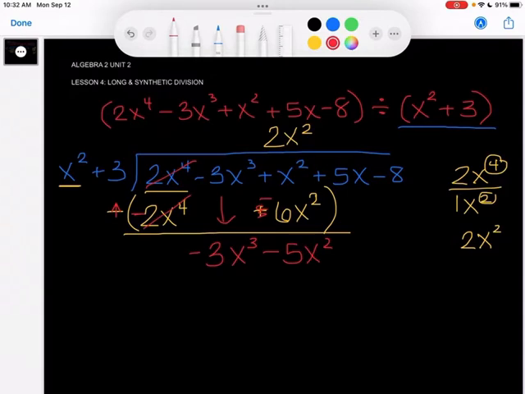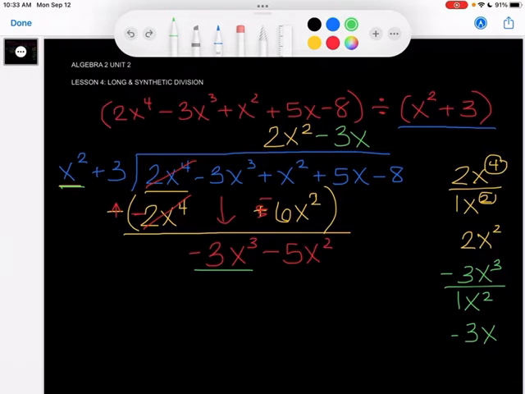So now I'm going to divide again. So I need to do this, negative 3x cubed divided by the x squared. Well, that's like a 1 there, so negative 3 divided by 1 is still negative 3, and x cubed divided by x squared is just x. So that goes right here, minus 3x. Notice it lines up with the x here. And now we're going to multiply again.